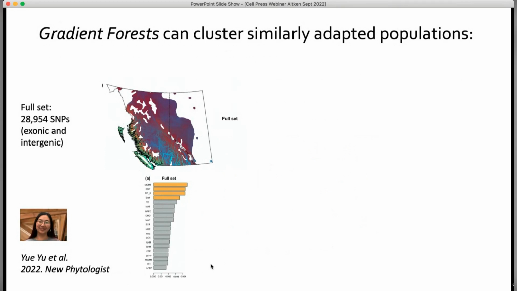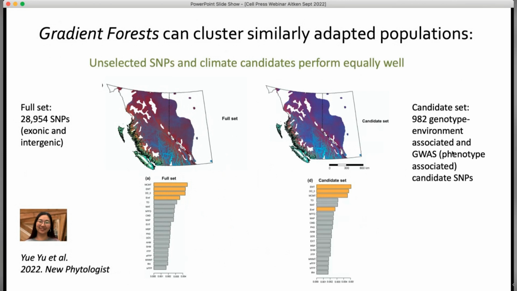Following up on that with the same data set, she used gradient forests to cluster similarly adapted populations of lodgepole pine. Here we see a map using an analysis of the full SNP data set, nearly 30,000 SNPs, and each color represents a cluster of similarly adapted trees. We see the top climate variables here, the first three relating to temperature and the fourth relating to evapotranspiration. When she ran this on a candidate set of just under 1,000 SNPs from GWAS, we see essentially the same map, and we see very similar importance values for climate variables. So this is good news, suggesting that we don't need candidate sets to do these kinds of analyses.